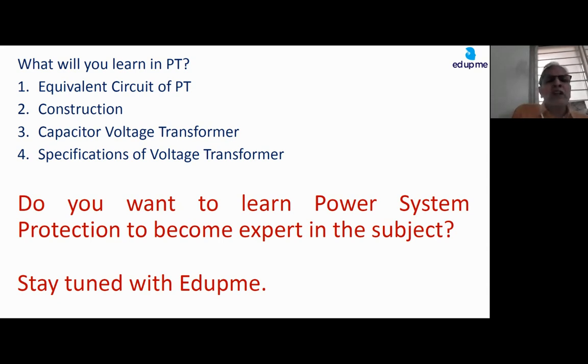Pole slipping protection will operate only when the generator loses the transient stability limit. And the transient stability limit you can calculate by the equal area criterion and many other things which you would have learned in power system operation and control, right? So you have to trip the generator before the critical clearing time, and that critical clearing time is comparatively quite large with reference to field failure.